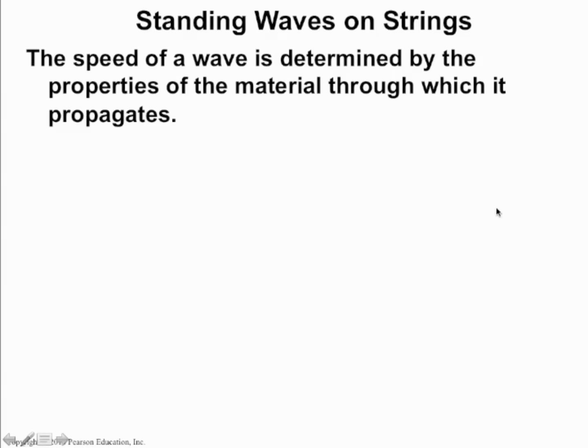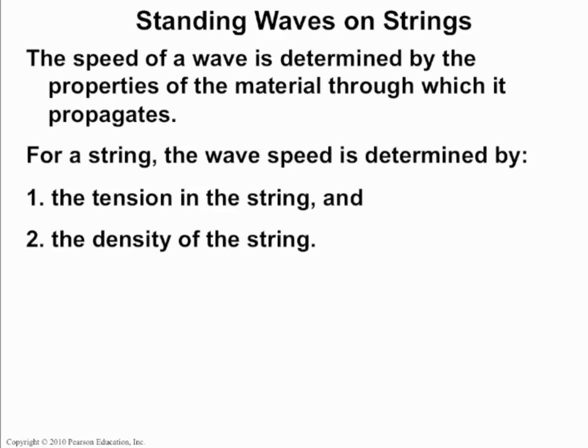So standing waves on strings. When you pluck a string, like say you pluck a guitar string, you're setting up a standing wave because waves are going in either direction, but this interference pattern, as we've seen, sets up a standing wave, and that creates a sound. The speed of a wave is determined by the properties of the material through which it propagates. All right, that makes sense.